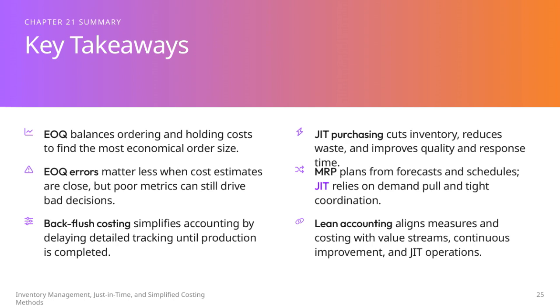Moving on, material requirements planning, or MRP, relies heavily on forecasts and production schedules, while JIT is driven by actual demand and requires tight coordination along the supply chain. Backflush costing is a simplified accounting technique where detailed cost tracking is delayed until production is completed, making the process more efficient. Finally, lean accounting aligns financial measures with value streams and supports continuous improvement in JIT operations, ensuring that accounting reflects the actual flow and value creation within the business. These concepts together help streamline operations, reduce waste, and improve cost management.